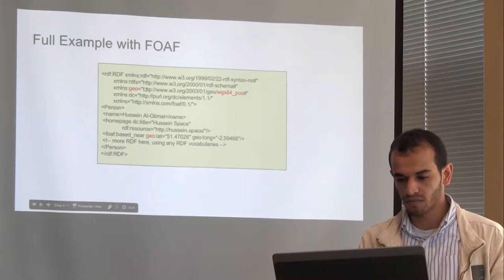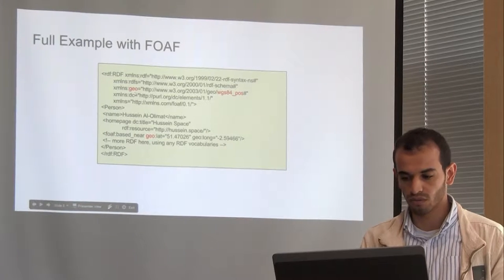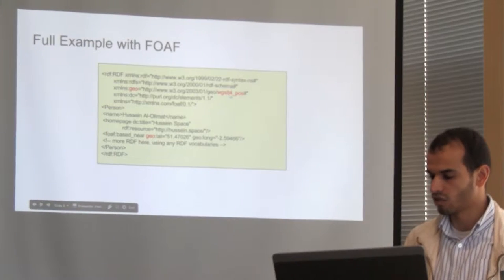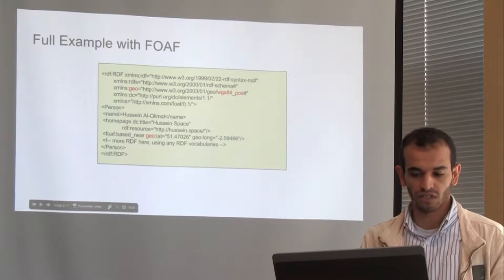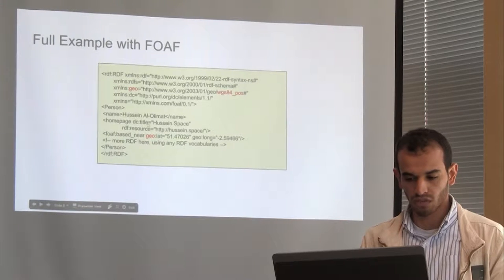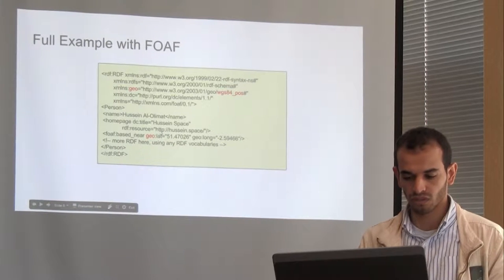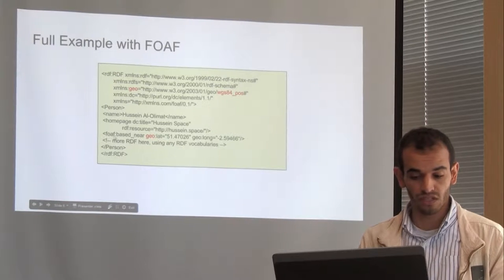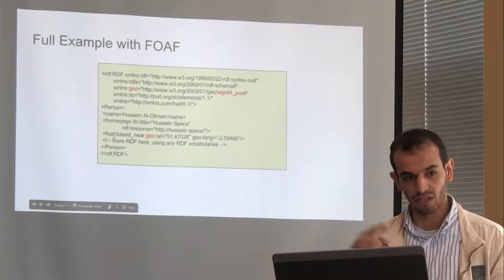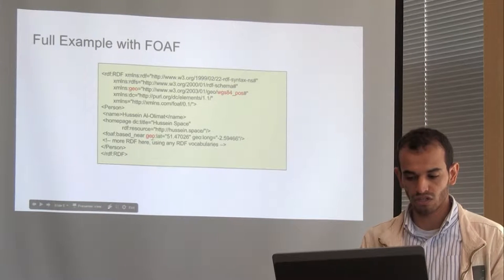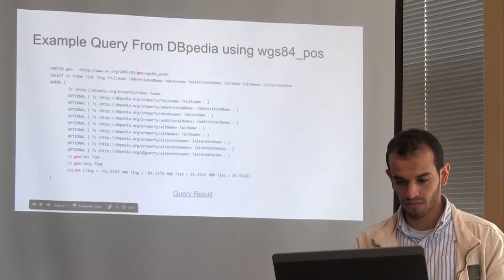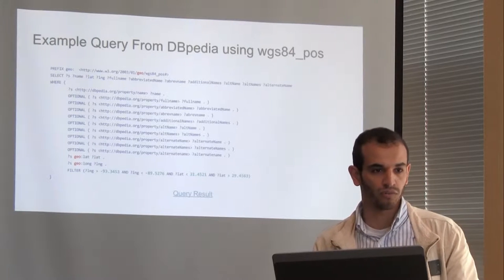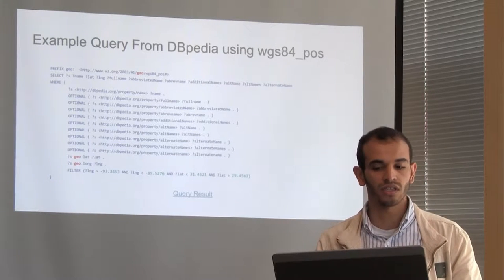So this is an example where we are using this vocabulary, the geo WGS84_pos, and then you define in your RDF, for example, a person. And you say the title, and, for example, the resource URL, and then this is the relationship between this and FOAF, like foaf:based_near, geo:lat, this latitude and this longitude, and that's a way of using this vocabulary.